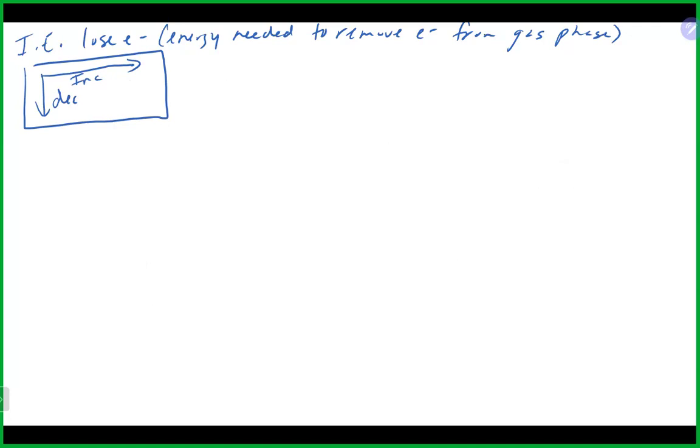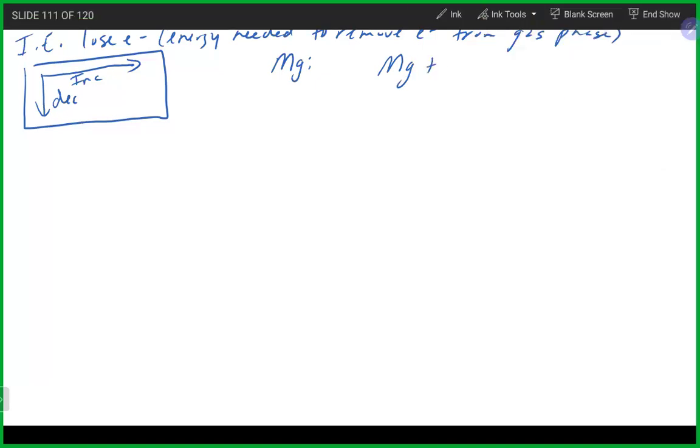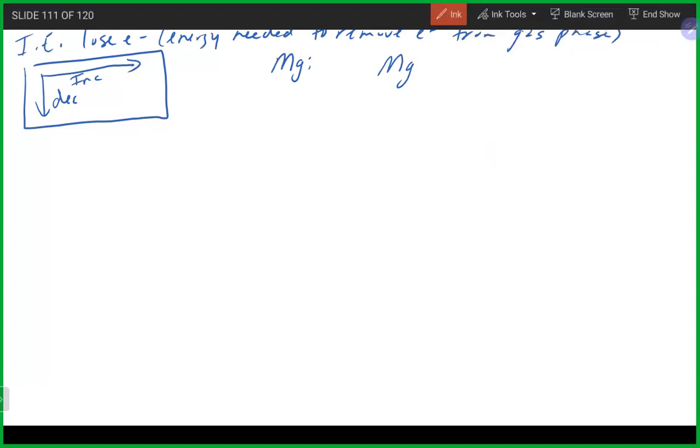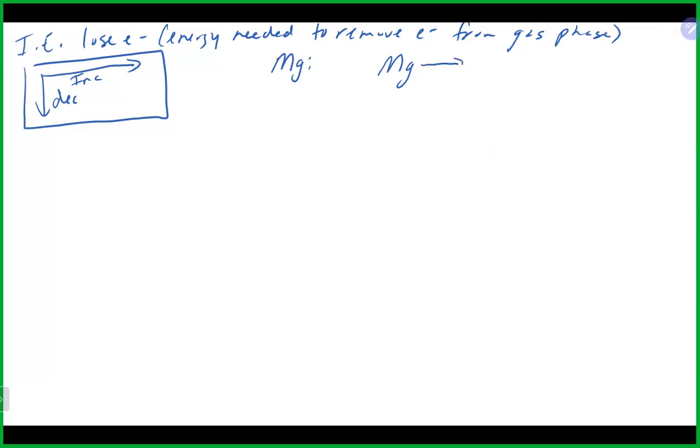So for example, if we look at magnesium, the first thing that would happen is magnesium would lose 1 electron, and it will become a +1 charge. We see the electron on the product side like it's being given off. This is what is referred to as the first ionization energy, the amount of energy required to remove the first electron.